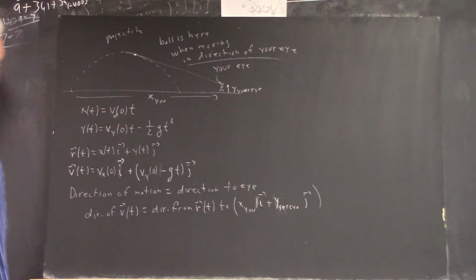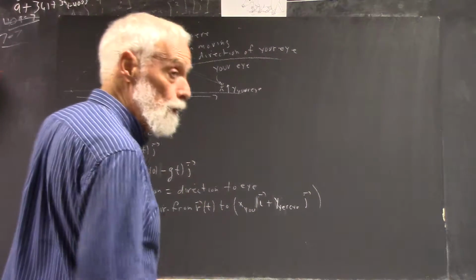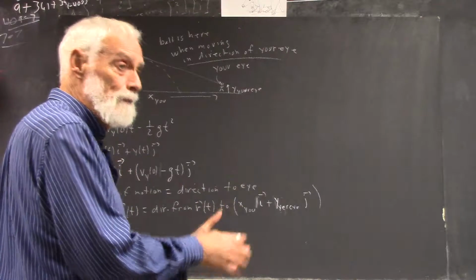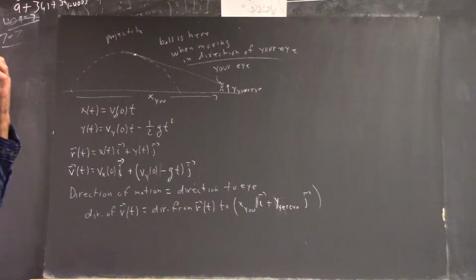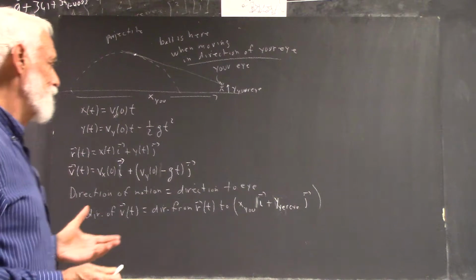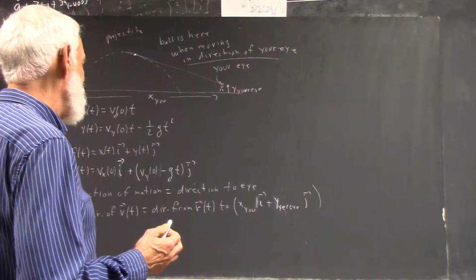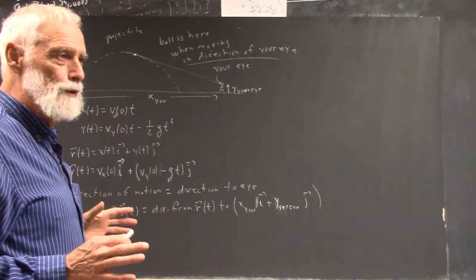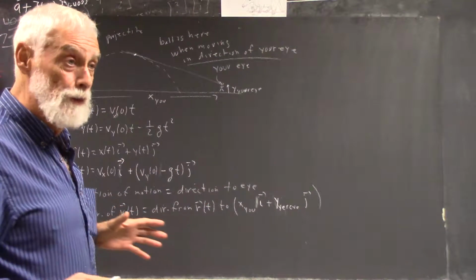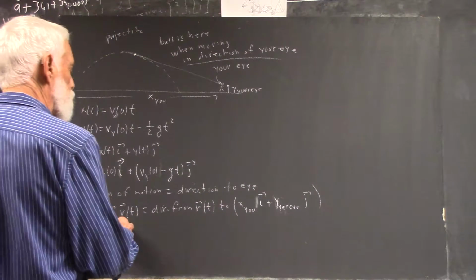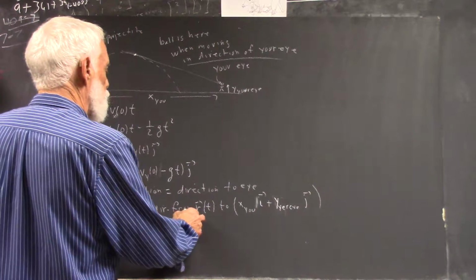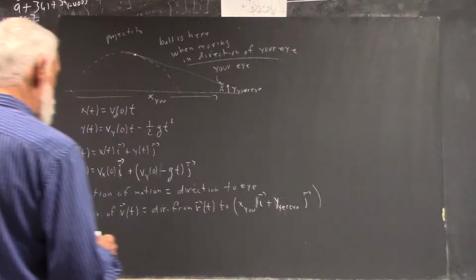Now we could express that as an ordered pair also, x u, y u, right? That's what to do with vectors. Because in a lot of cases, it's easier to see what's going on once you get used to being able to express it in terms of vectors. Okay, so what's the direction of v of t? What's the direction from R of t to your eye?